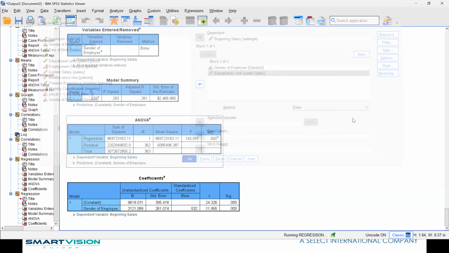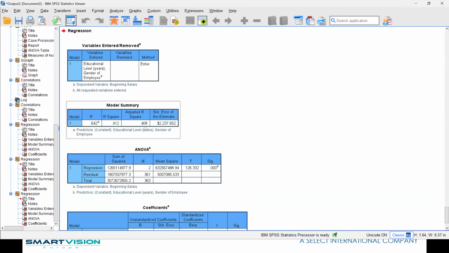And when we click OK at that point, what we find is we're now using two variables to predict it. The R value goes up to 0.6 and the adjusted R square goes to 0.4. So 40% of the variation in beginning salary can be accounted for using gender and people's years of education. This, of course, is statistically significant. It's better than a wild guess.